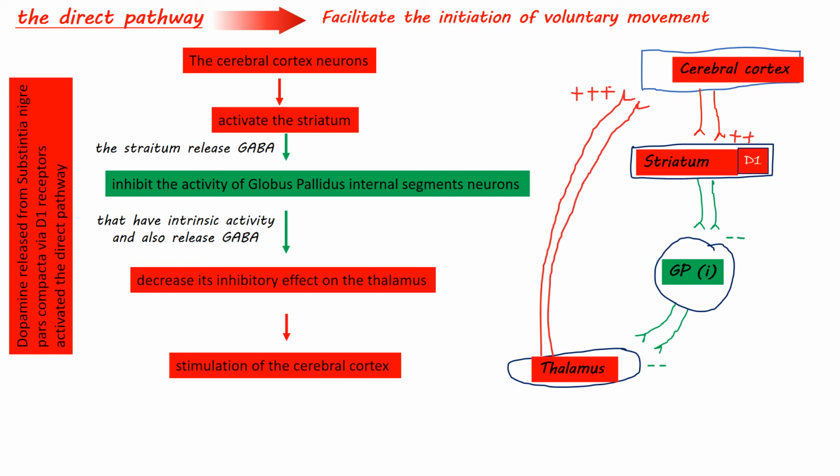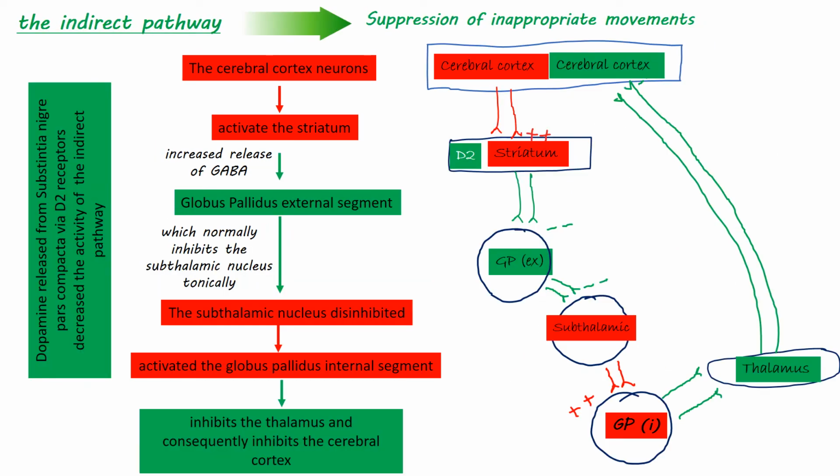The second pathway is the indirect pathway. The indirect pathway is more complex, and usually it produces suppression of inappropriate movement, or we can say termination of the voluntary movement. And the condition also starts with stimulation of the cerebral cortex. Cerebral cortex is going to produce stimulation of the striatum.